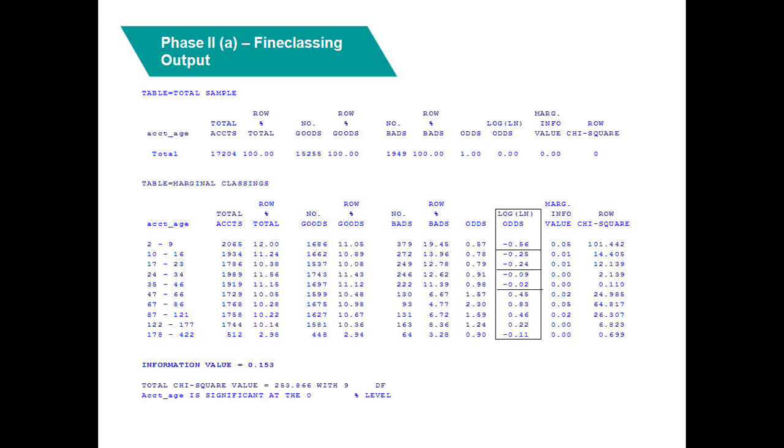So let's say the table has marginal classing, account is total accounts, row percentage total, number of goods, row percentage goods, number of bads. Then we compute the equation which is in this slide and we come up with the information value. And based on that information value, we say whether we should take this variable or not. We are also segmenting information values within the variables. So based on that, we can also make some dummy and indicator variables, a kind of other derived variables also.